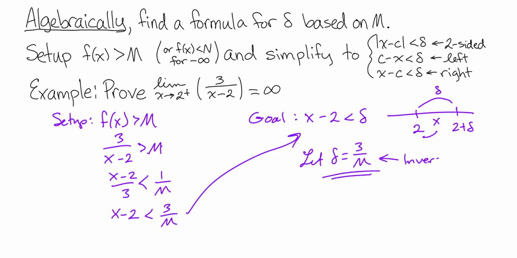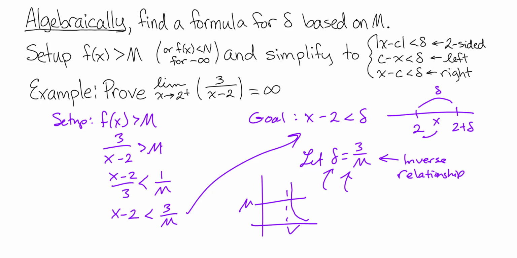Notice what we have here is an inverse relationship. In the problems we did in the previous lesson, we always had a direct relationship, like delta equals epsilon squared or delta equals epsilon over 4. A smaller epsilon would mean a smaller delta. But now what's happening is when we have a larger value for m, we get a smaller value for delta. And this makes sense because in our picture, as m gets bigger and bigger, then the distance down here, delta, would need to get smaller and smaller.